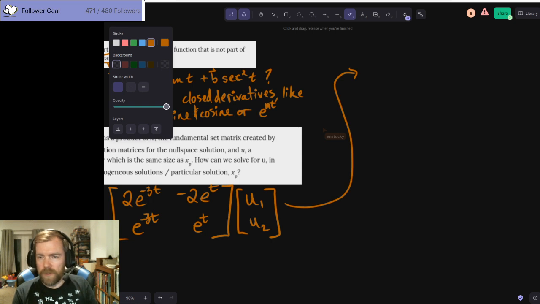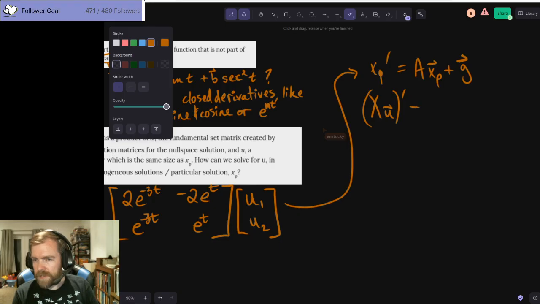Right, so we let our x sub p prime be equal to A times x p plus the g vector. And then in this particular case, we're substituting in our X times u into all these pieces.